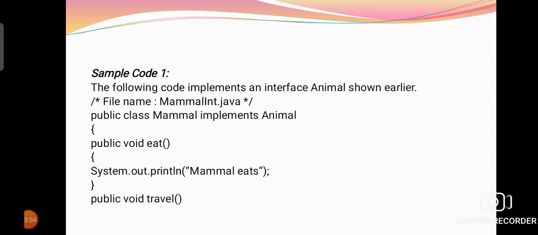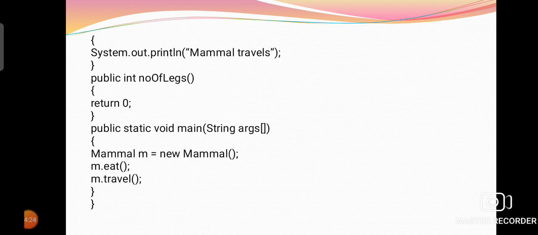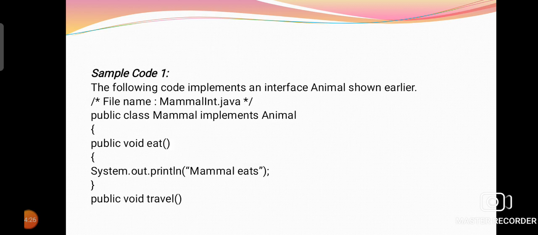Now again we are going to use a program for the interface. Already we have defined the interface animal. In this program we are going to access that particular interface animal. This program is Mammal.java. We have the class Mammal that is implementing the interface animal. We should remember animal had two methods in it, one was eat and another one was travel.